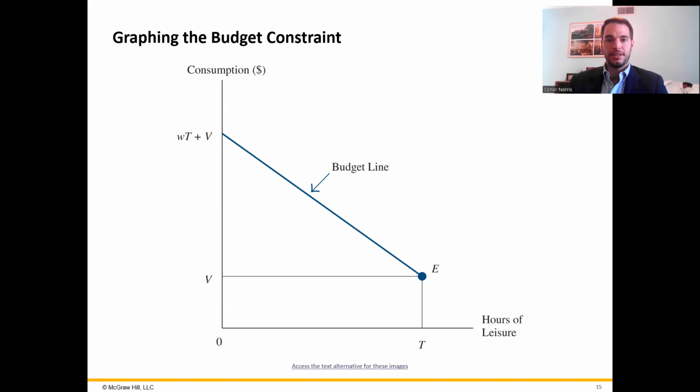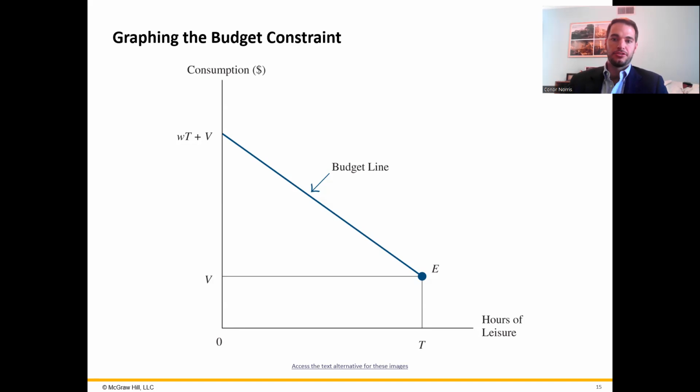V is the amount of money that comes from non-labor sources. So it could be allowance from your parents. It could be government welfare programs. It could be stock dividends. Anything that's not determined by your job, money you're getting from outside of that. So even if you devote all of your time to leisure, you can still consume the amount that you earn from non-labor income, which we call point E, because we also call it the endowment point.